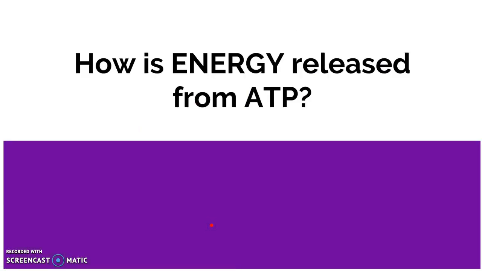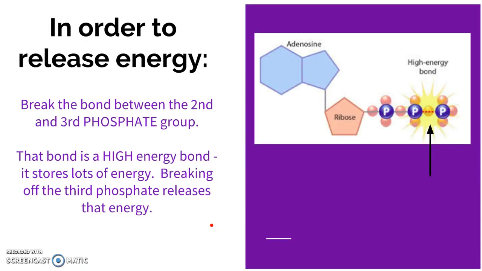Now, how do we get energy out of that ATP molecule? Well, the energy is stored here in this high energy bond between the 2nd and 3rd phosphate groups. So in order to get that energy out so the cell can use it, we just have to break off the 3rd phosphate group. So it's kind of fun. You just snap off the 3rd phosphate and you release a lot of energy that the cell can use.